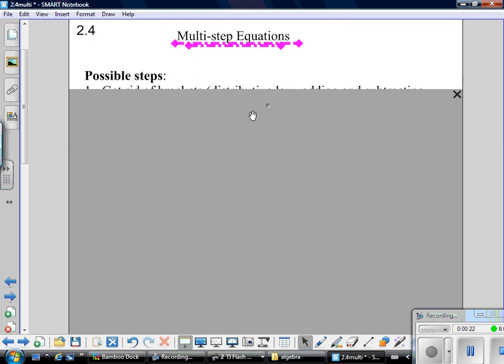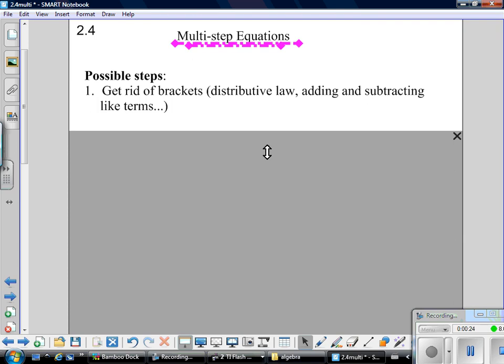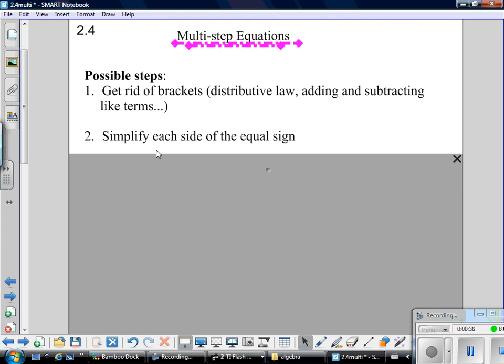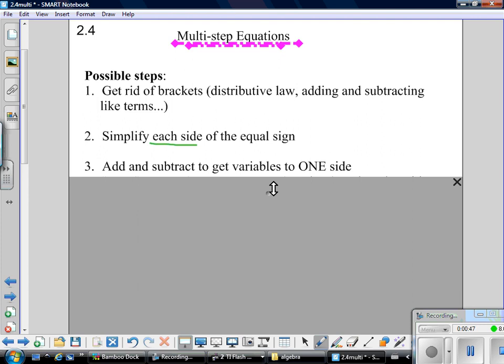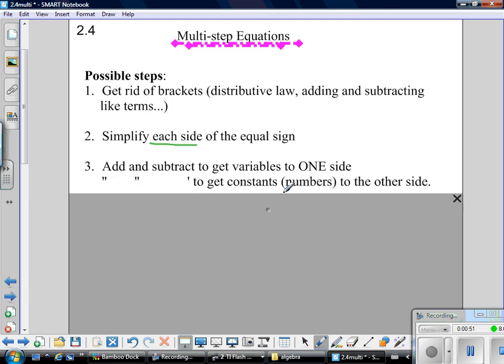we do. So first of all, in most cases, I want to get rid of brackets. Okay, and the way I get rid of them is distributive law, adding and subtracting like terms. Okay, so I'm going to get rid of any kind of brackets. Then I want to simplify each side of the equal sign first. Okay, so I don't want to start moving things around. I want to simplify each side first, and then I'm going to add and subtract to get variables to one side and add and subtract to get constant numbers, which are constants, to the other side.